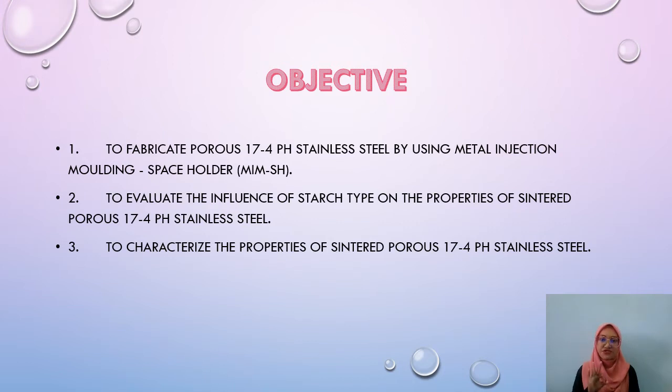There are three objectives of this project. First, to fabricate porous 17-4 PH stainless steel by using metal injection molding space holder. Second, to evaluate the influence of starch type on the properties of sintered porous 17-4 PH stainless steel. And the last one is to characterize the properties of sintered porous 17-4 PH stainless steel.